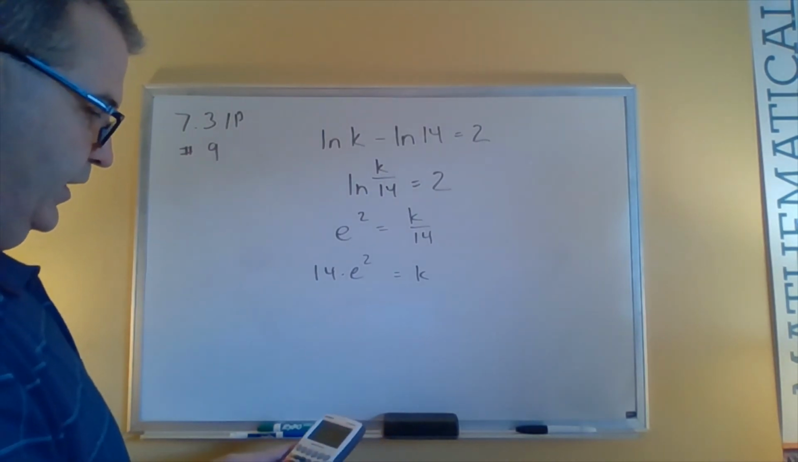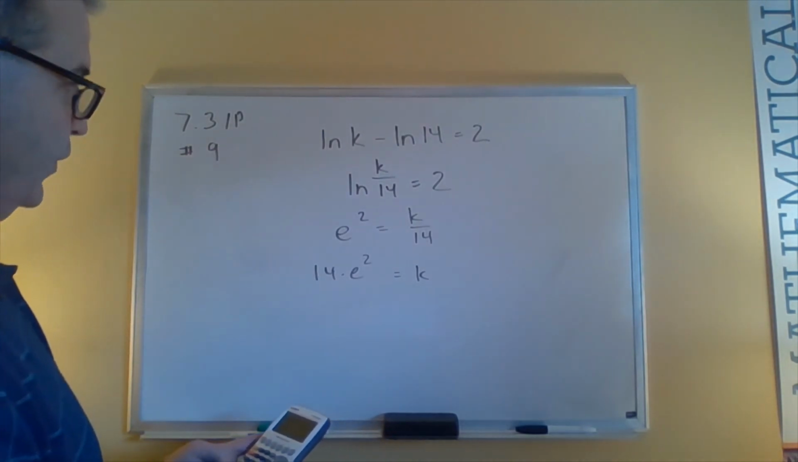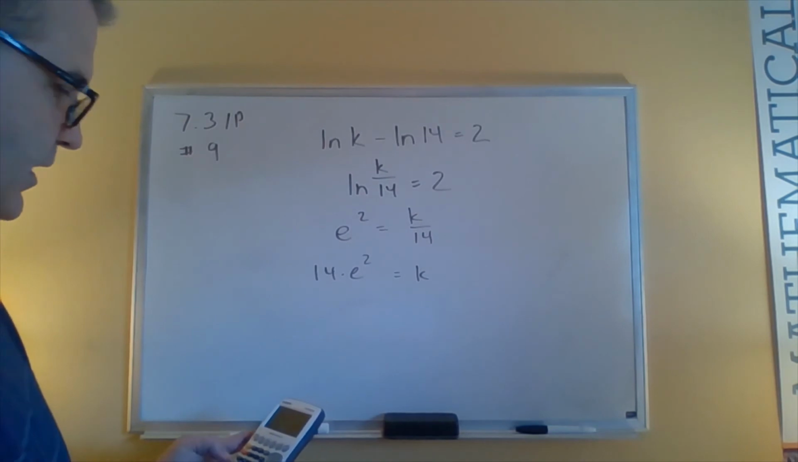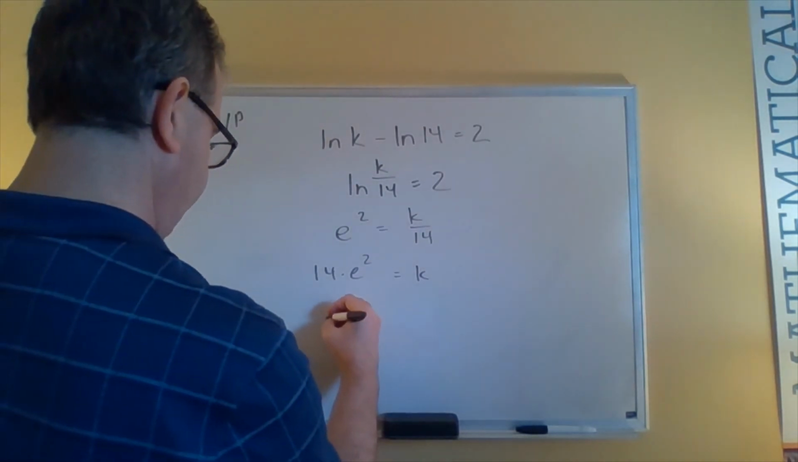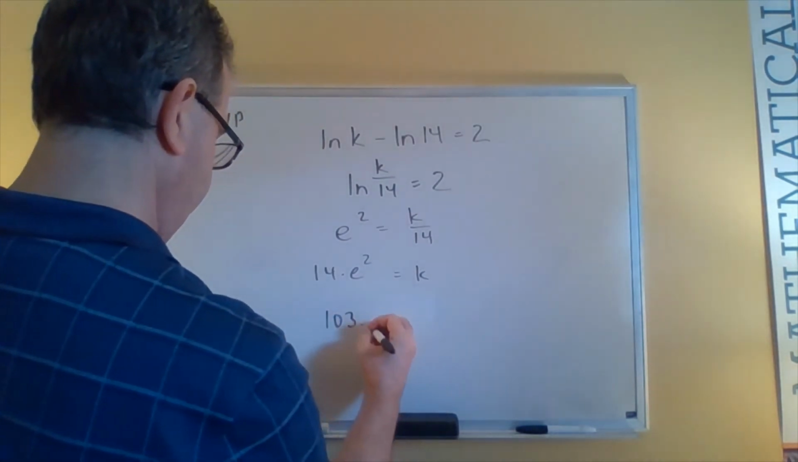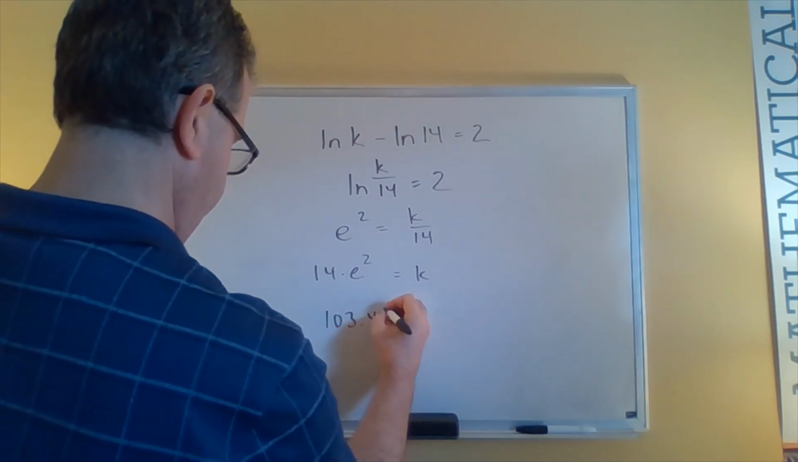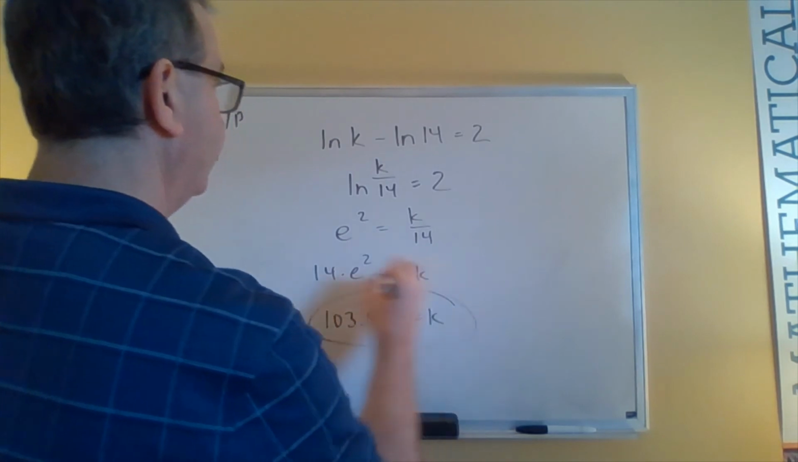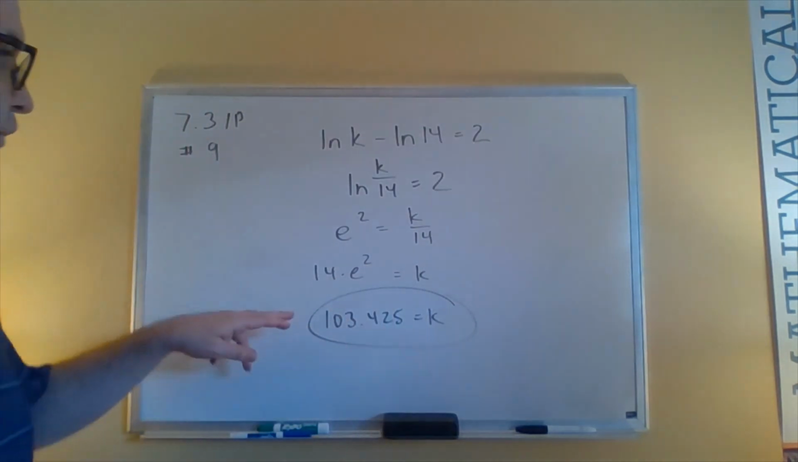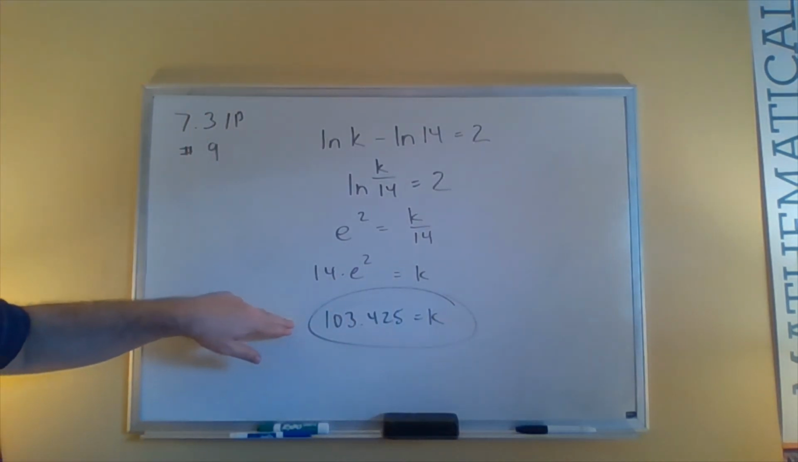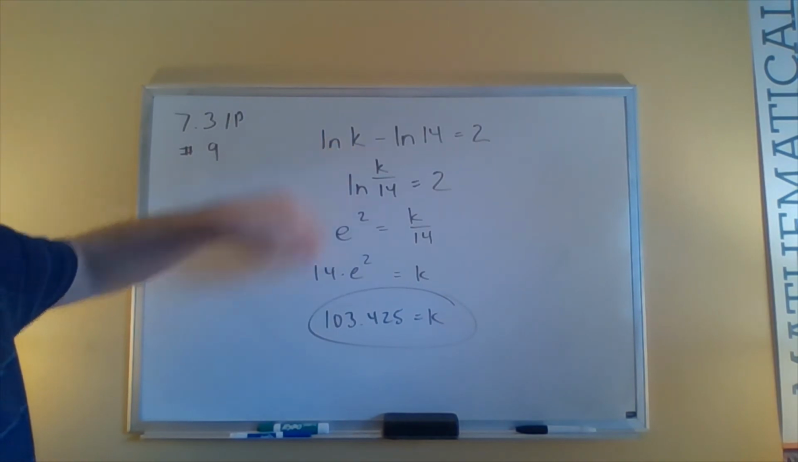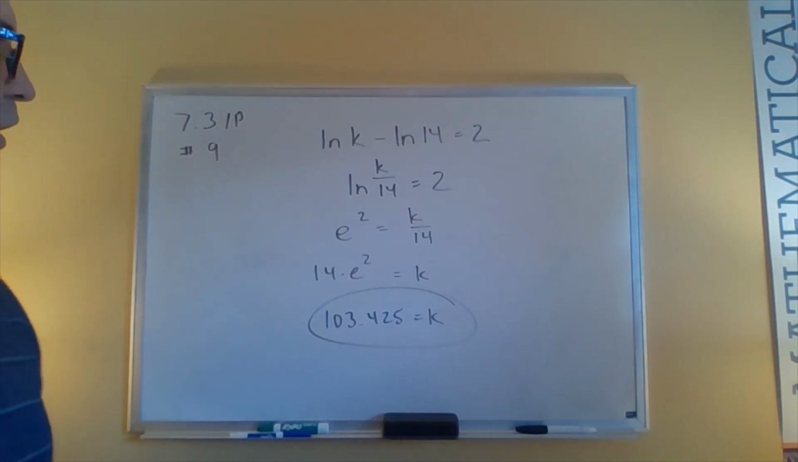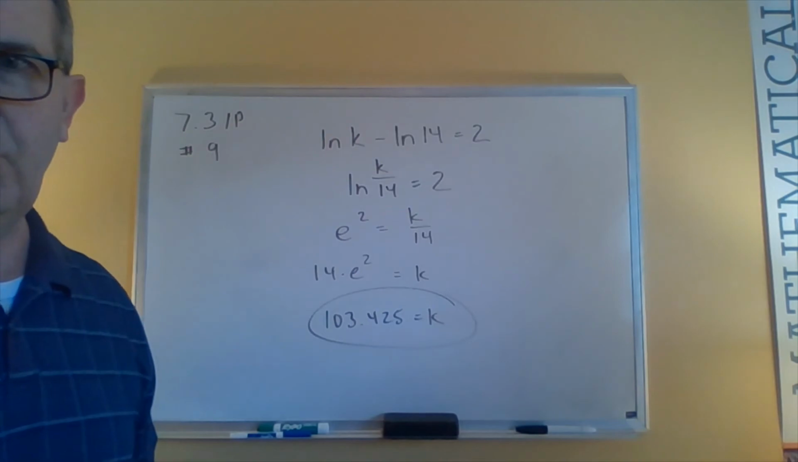So let's go ahead and do the calculation. 2.718 squared equals 7.387 times 14, and I'm looking at k is going to equal 103.425. That'll be my answer for number 9, as long as this doesn't produce an extraneous solution, which when I plug that into my log up here, I do have a positive number, so I'm good. That is a valid solution for number 9.